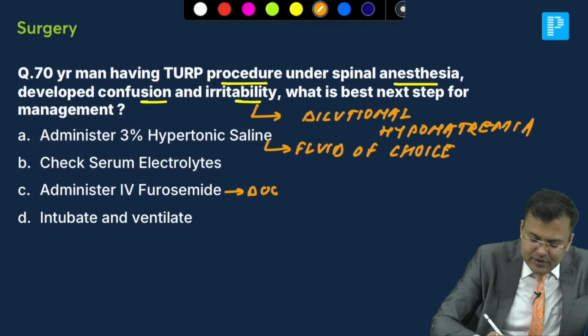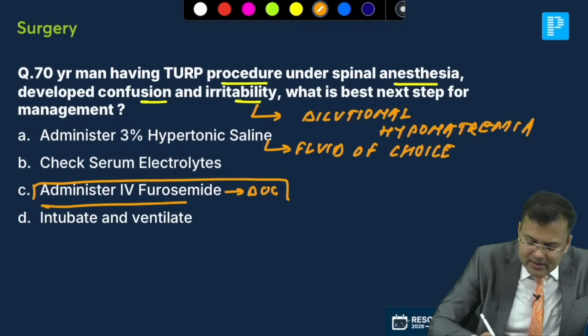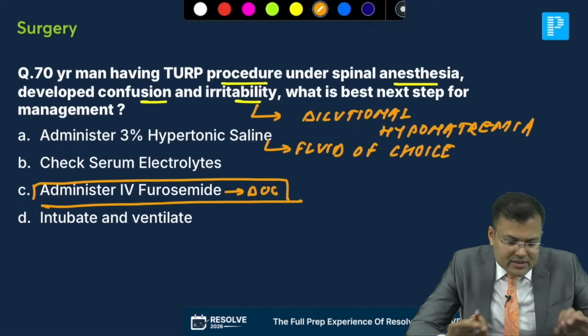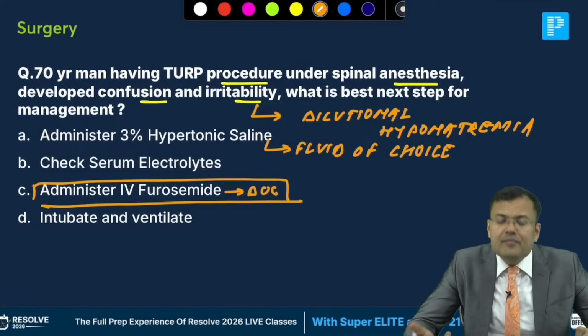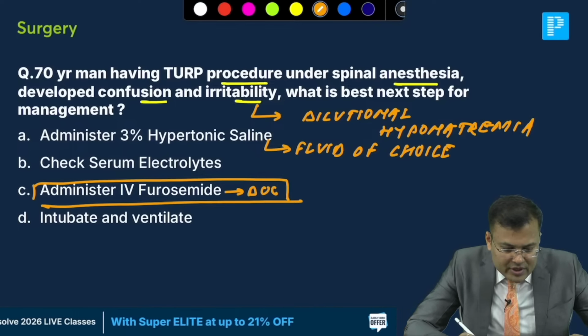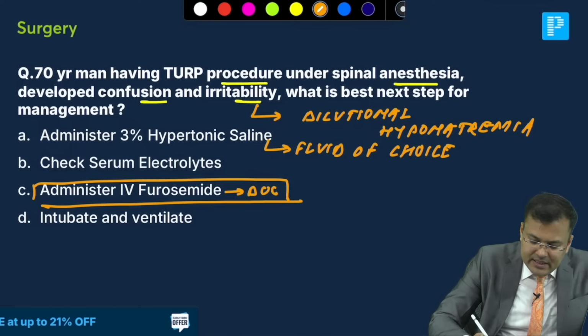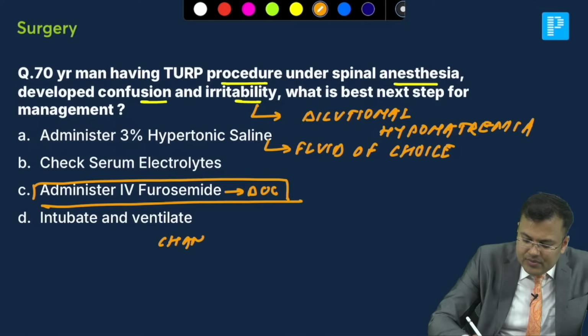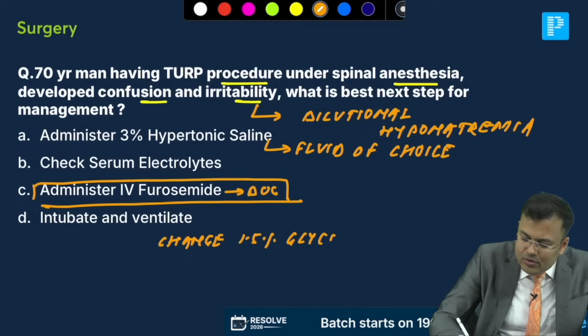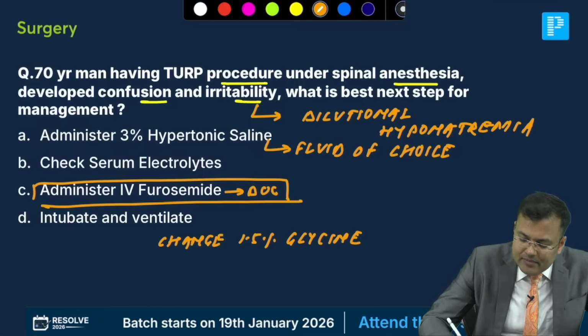So obviously first we go for IV furosemide. Still the patient is not going to improve. Then go for hypertonic saline. Okay, one option was to change 1.5% glycine to normal saline. No, we are not going to change it to normal saline.